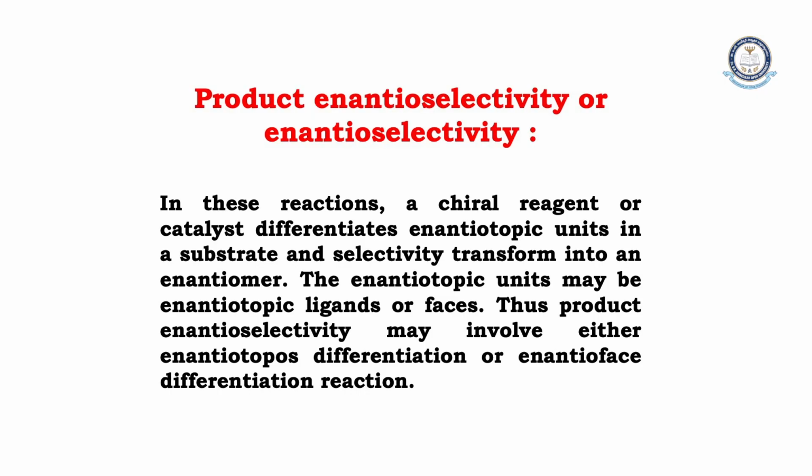Now we will see product stereoselective reactions, which we have again classified into two types: product enantioselectivity and product diastereoselectivity. Product enantioselectivity means that the reagent, which may be chiral or achiral, chooses one of the enantiomers to give a stereoselective product. We call these product enantioselective reactions.